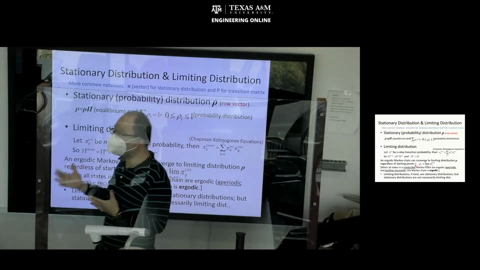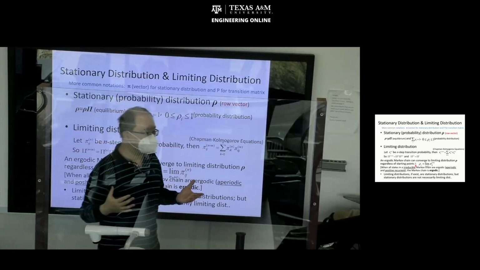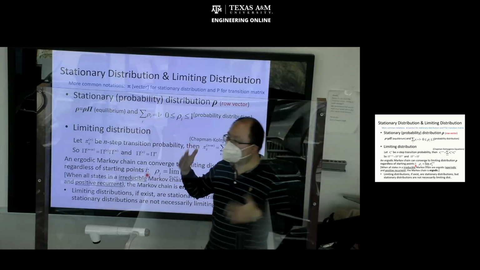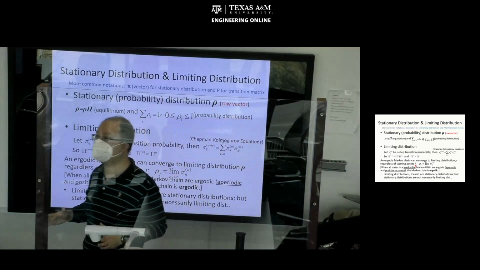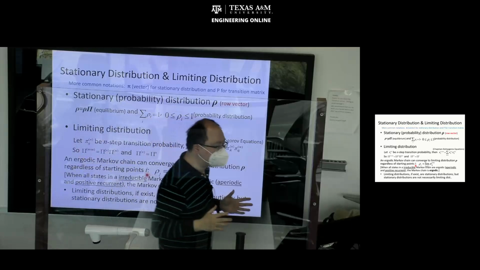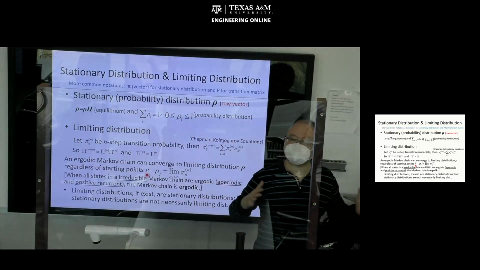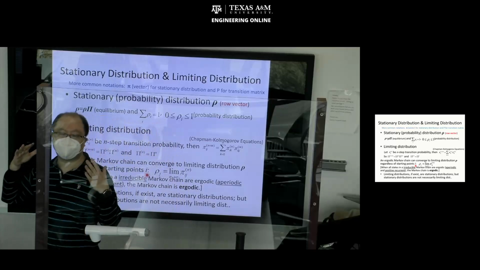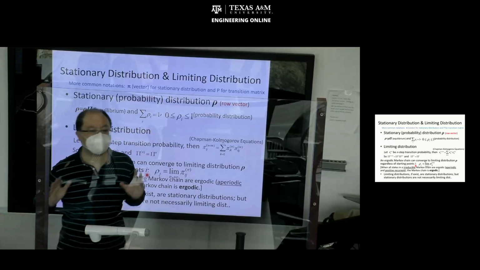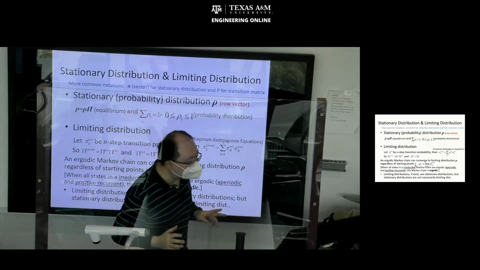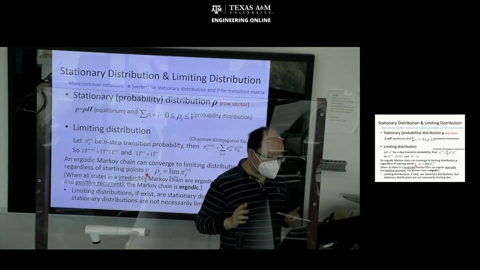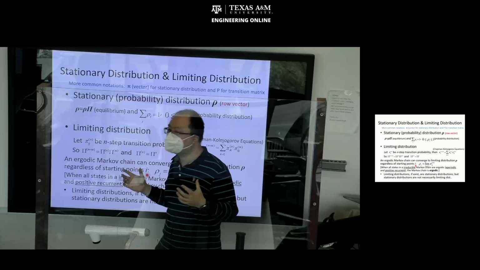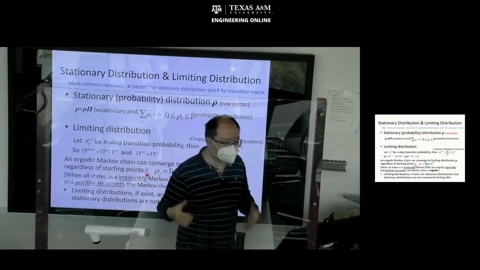But why did I talk about the stationary distribution? Again, the stationary distribution says that once you reach there, you will stay there. And the limiting distribution says that no matter where you start, as long as you run long enough, you will end up there. So these are different concepts, but they can be equal to each other, which is very useful for us.